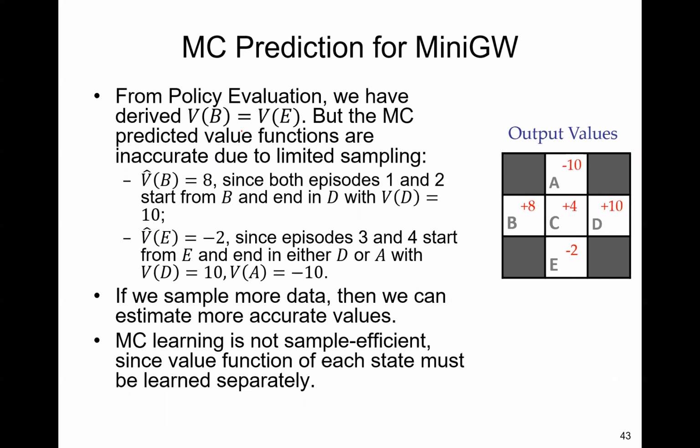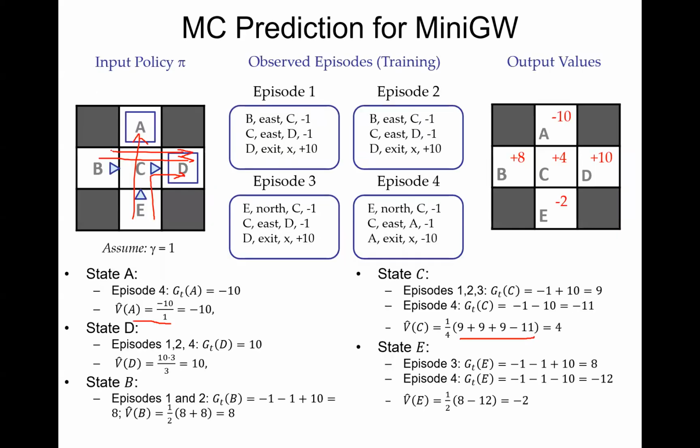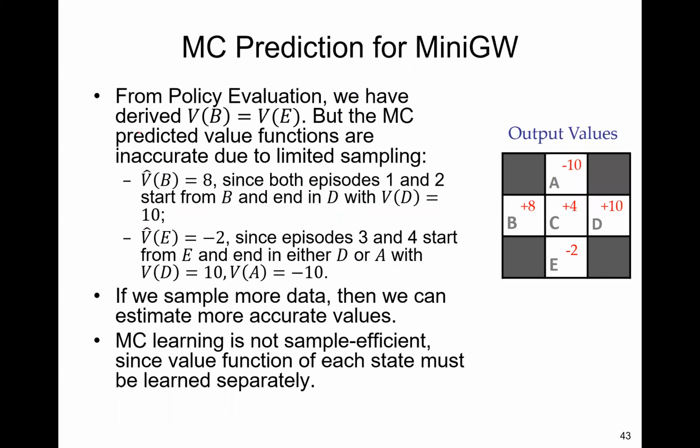Due to limited sampling of only 4 episodes, the value function estimates are not accurate. For example, when you start from B, you always end in C in the 2 episodes. But when you start from E, you sometimes end up in A, which is a very bad state. Therefore, you have a pretty optimistic estimate for VB, but a very pessimistic estimate for VE, just because you didn't sample enough. If you had sampled many thousands of episodes, they would converge to their true values.